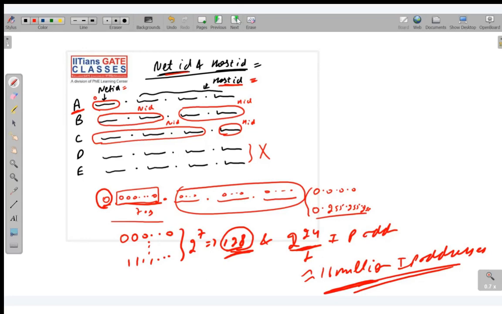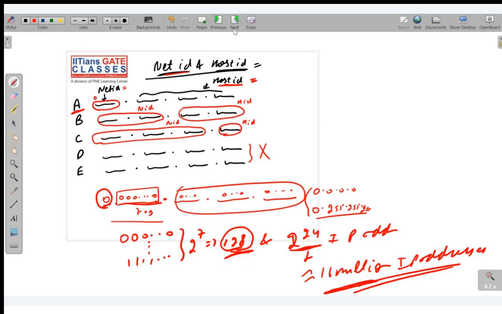each having 2 to the power 24, that is 16 million IP addresses. Underline this, 16 million IP addresses. I am saying IP addresses. So 2 power 24 IP addresses are there. Okay, let me jump to the next slide.